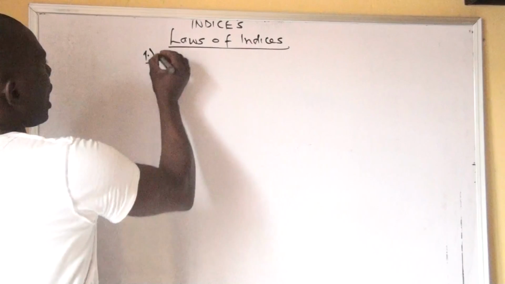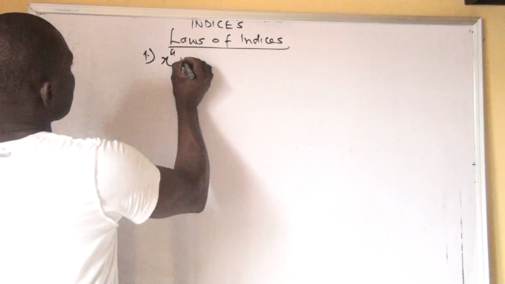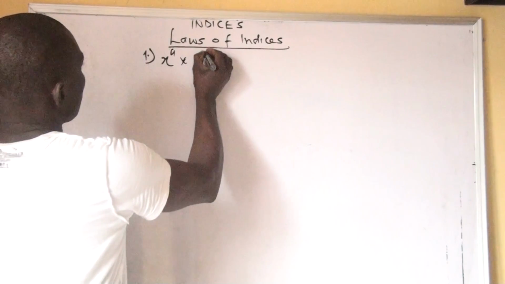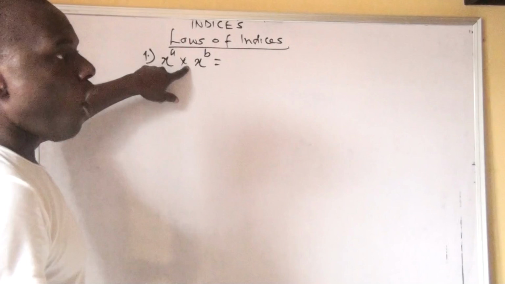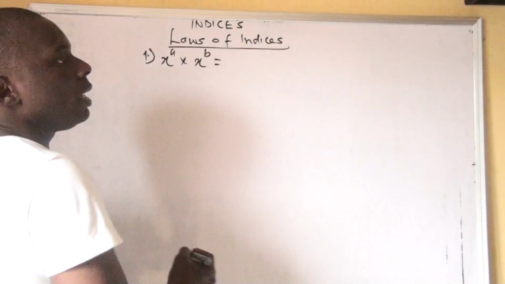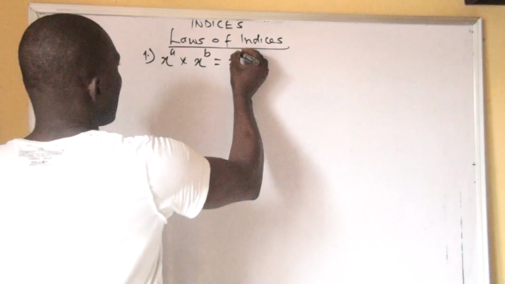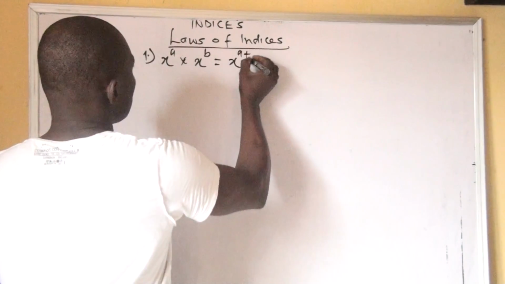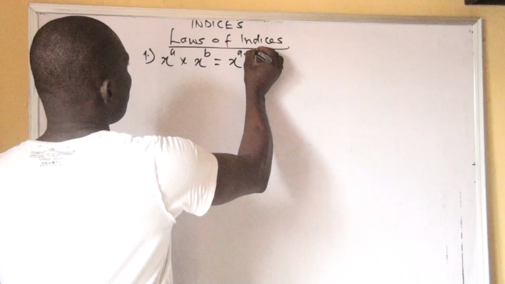Okay. Now the first one here: if we have x raised to power a times x raised to power b, because the operation sign here is multiplication and the bases are the same, it simply means that we take the base as a common base and add the powers. So this will become x raised to the power of a plus b.